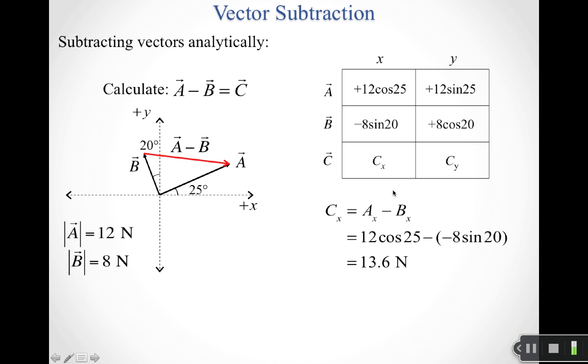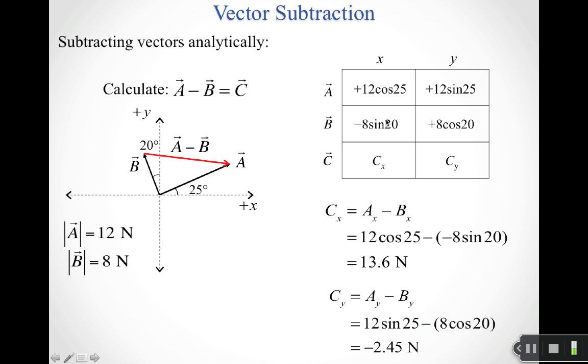And so one thing to emphasize, in our vector addition problem, order didn't matter. In our vector subtraction problem, it clearly does. So here I would have 12 cosine 25 minus negative 8 sine 20. So again, this is a minus a negative, so this is really adding together, and I end up with 13.6 newtons as my x component. So here's equation 1 for x. Then equation 2 for y says y component of A minus y component of B equals y component of C. Again, plugging in those values gives me negative 2.45 newtons.